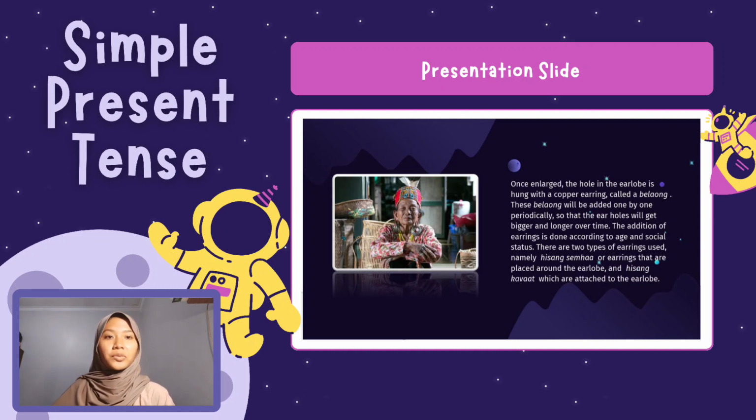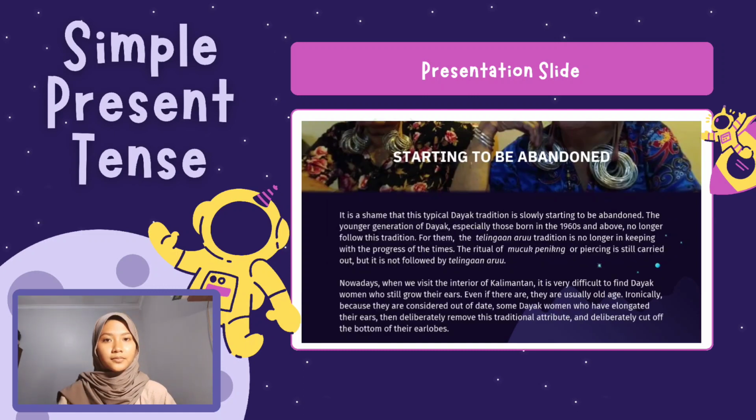These belaung will be added one by one periodically so that the ear holes will get bigger and longer over time. The addition of earrings is done according to age and social status. There are two types of earrings used, namely hisang semha, or earrings that are placed around the earlobe, and hisang kavat, which are attached to the earlobe.